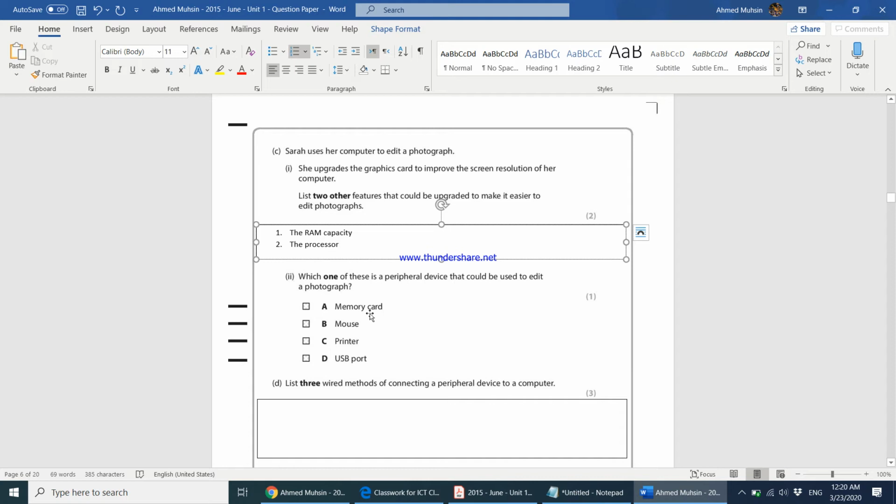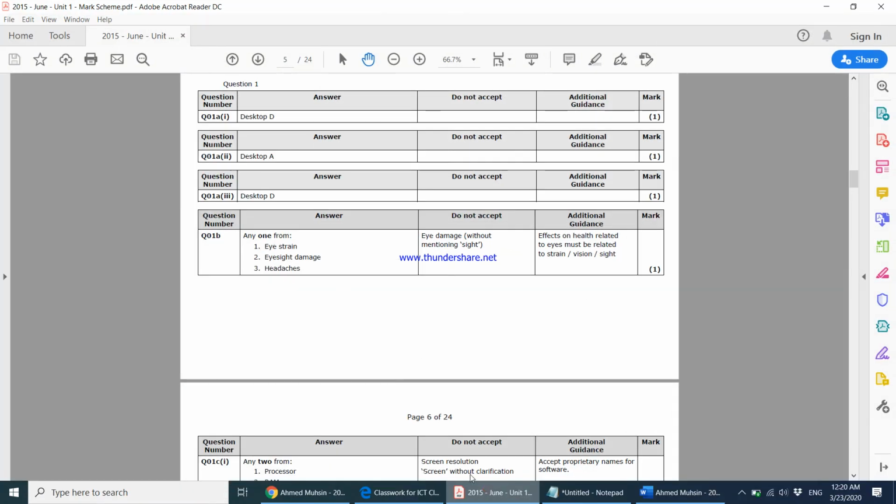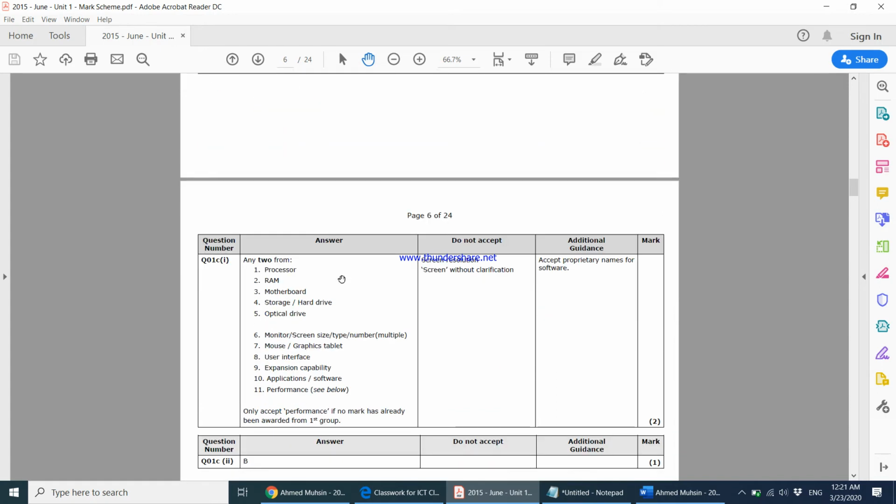If I may just show you all the marking scheme to show you all if there are any other answers that are coming over here. This is question number 1C. So it speaks about processor, which we said. RAM, it spoke about your computer's motherboard. That is something else. Storage, we spoke about. Optical drive, which is once again coming under storage. The monitor, the screen size, that's a good thing. A larger monitor will allow her to work with larger images, or images with more resolution in them, isn't it? She can use a better mouse or a graphics tablet, user interface. So these are various answers that the examiner will be accepting. Okay, but you cannot speak about screen resolution unless you have explained what it is. Okay, you can't say screen, you should be saying monitor.